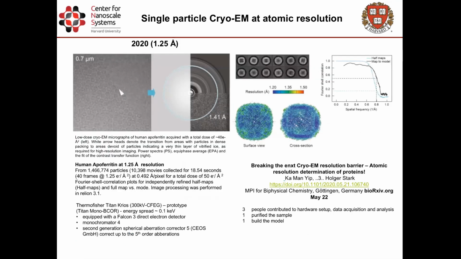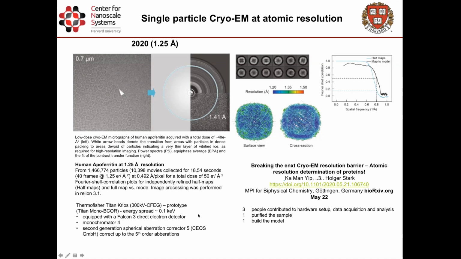The next paper appeared in the same journal on May 22nd, was from Göttingen, and they also used an improved microscope. Their microscope, however, had a spherical aberration corrector, they call it BCOR, and they have, of course, a cold FEG. They claim a very small energy spread.